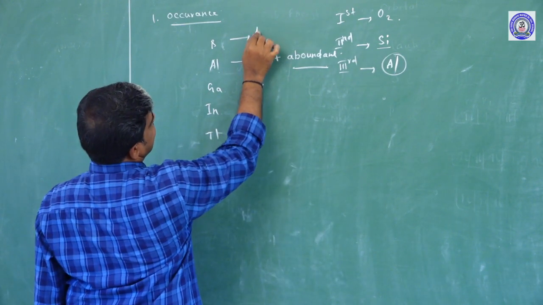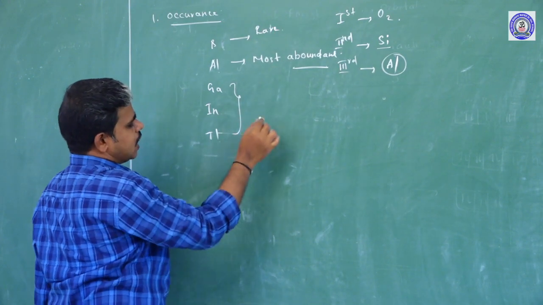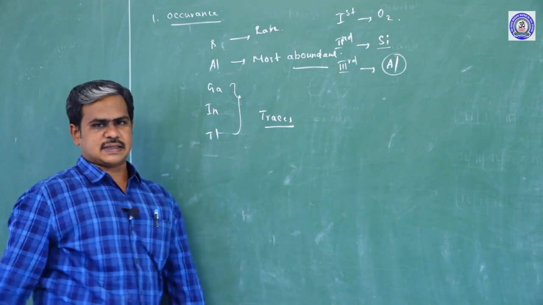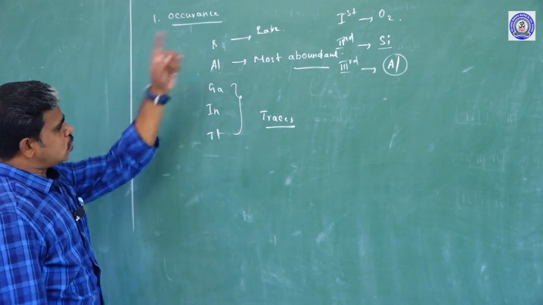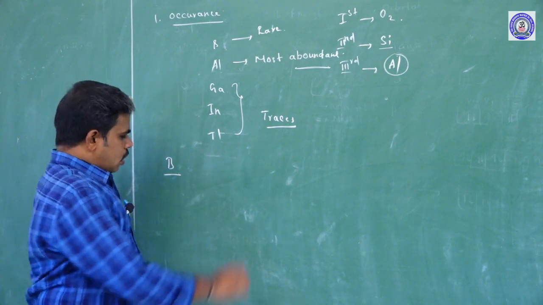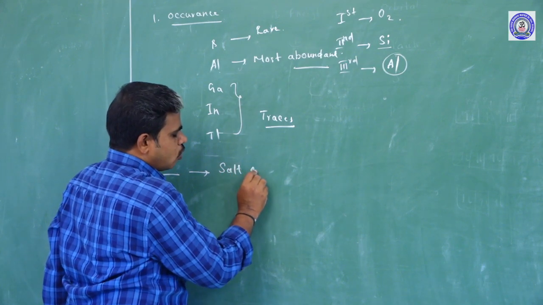Boron is a rare element, and the rest occur only in traces. Now, what are the ores of boron? Boron occurs as salts of boric acids.